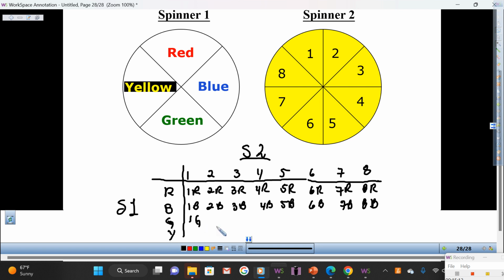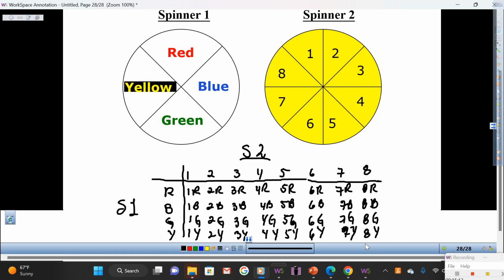1 green, 2 green, 3 green, 4 green, 5 green, 6 green, 7 green, 8 green. Then we got 1 yellow, 2 yellow, 3 yellow, 4 yellow, 5 yellow, 6 yellow, 7 yellow, and 8 yellow. How many total possible outcomes, everyone? So the total possible are 32 outcomes. Okay. So now that we have that magic number, let's answer the question.